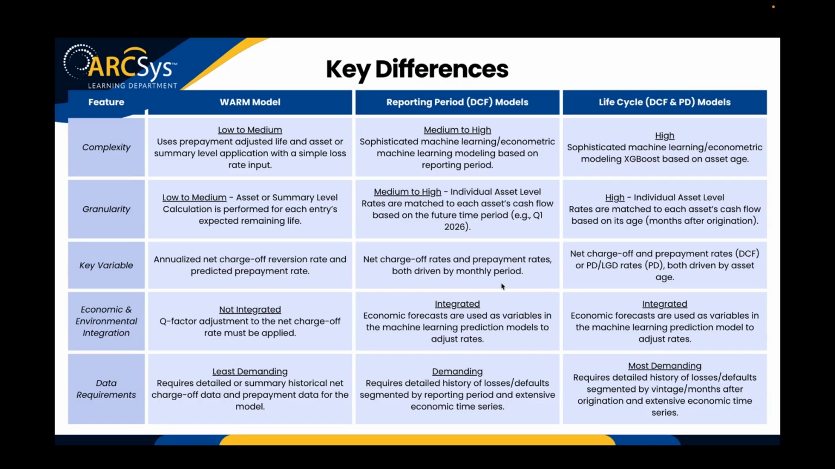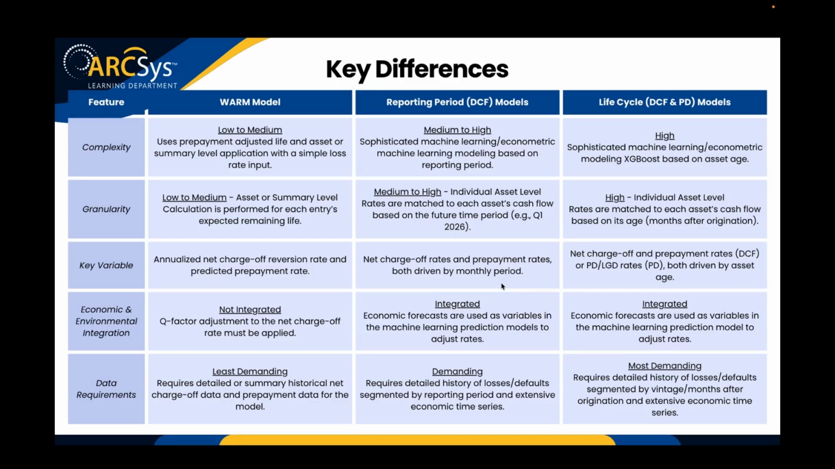Moving into our reporting period discounted cash flow models, this model is somewhere between a medium to high complexity. The granularity of this calculation is performed at the loan level, meaning loan level data is a requirement in the monthly calculations. Again, the key variables here are going to be charge-offs and prepayments, driven by monthly reporting period inputs. Economic forecasts are integrated into this model, and the data requirements are more demanding, requiring aggregated data by reporting period and loan pool for the input assumptions of the model.